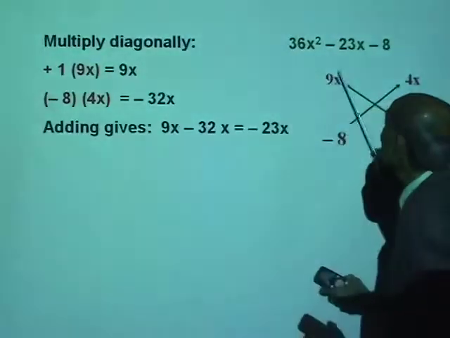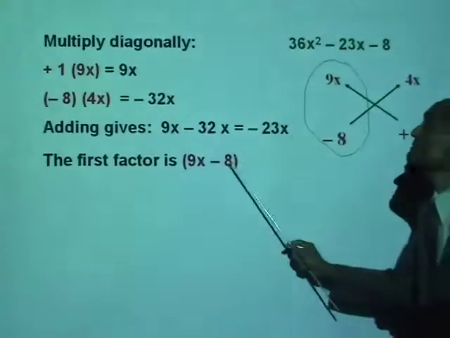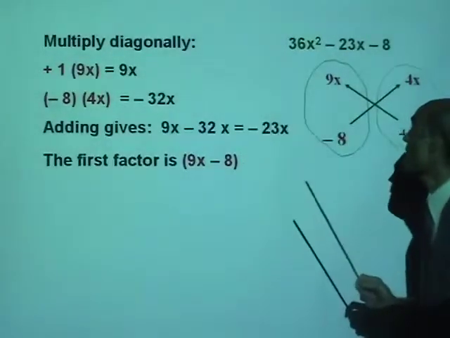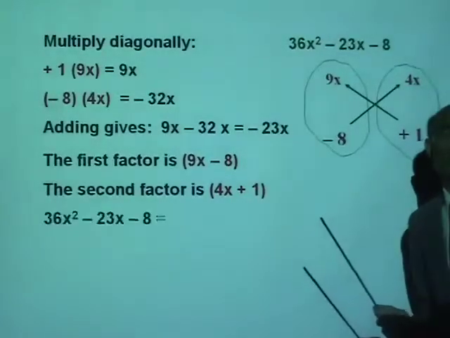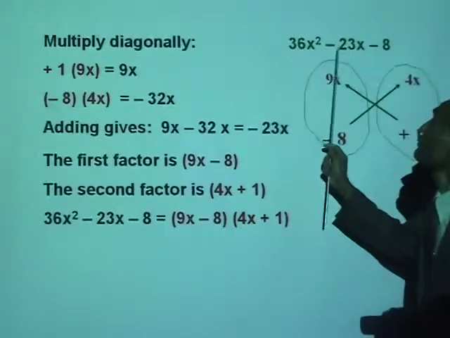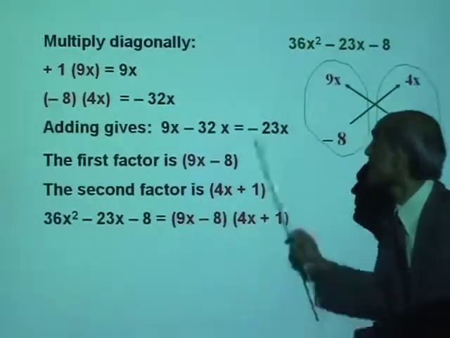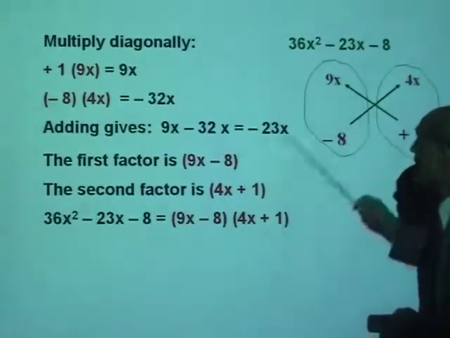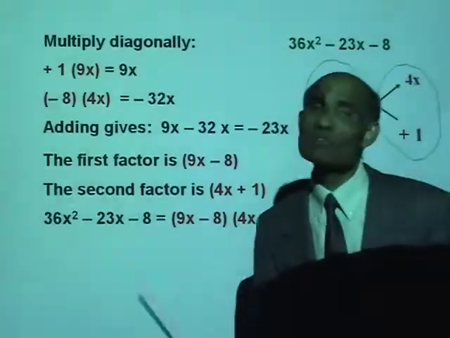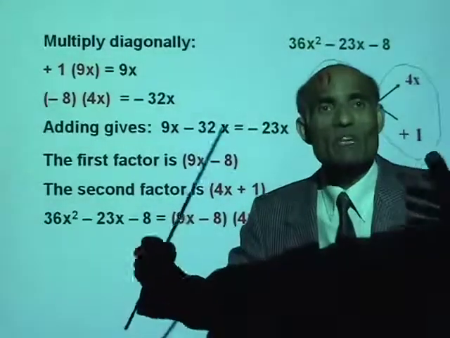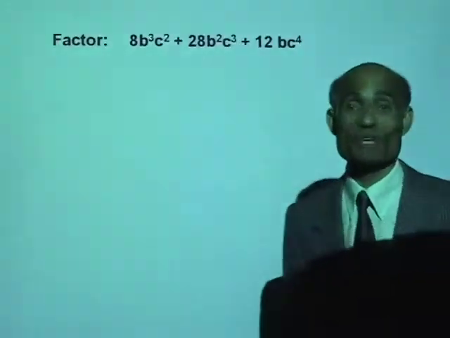All you need to do is pick your factors now vertically. The first factor is 9x minus 8 and the second factor is 4x plus 1. And therefore 36x squared minus 23x minus 8 is 9x minus 8 times 4x plus 1. I know this is a little tedious for you, but you will get used to it as we go on. And we're going to practice with more of this.